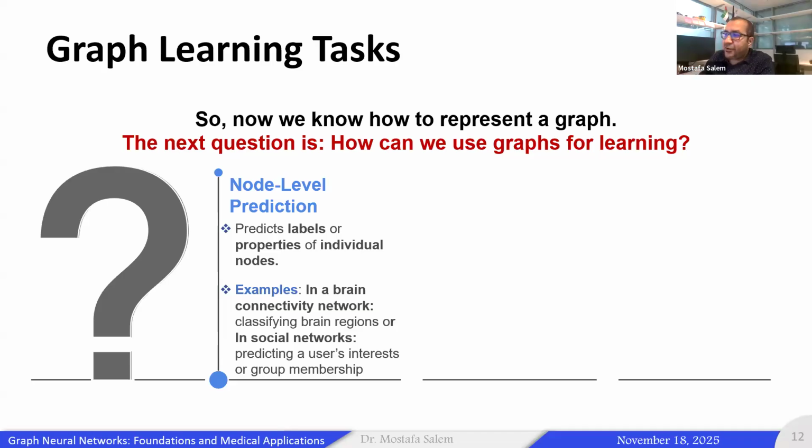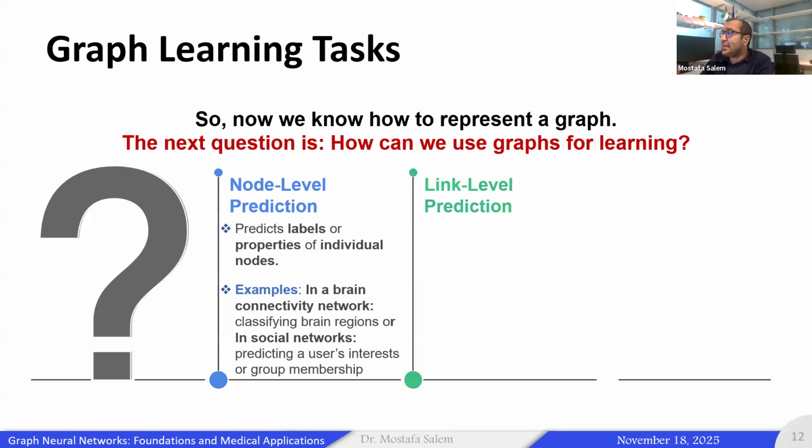For example, in a brain connectivity network, each node represents a part or a region of the brain, so I will classify each region. In social networks, I can predict a user's interest or group membership. So I will predict something for each node in my graph.